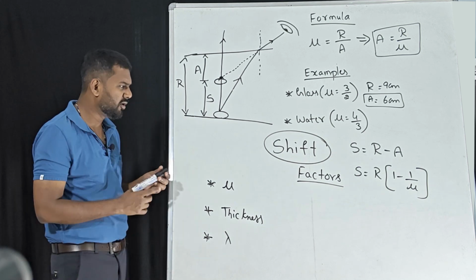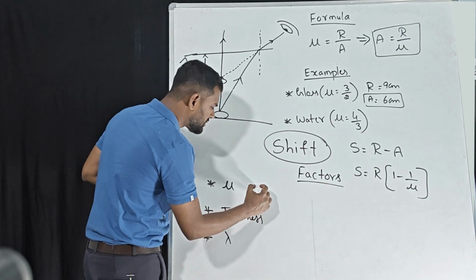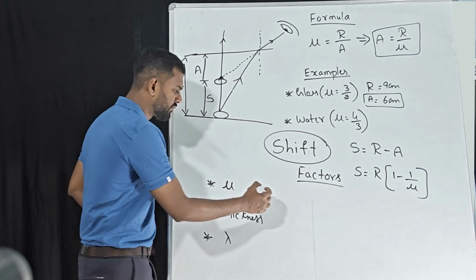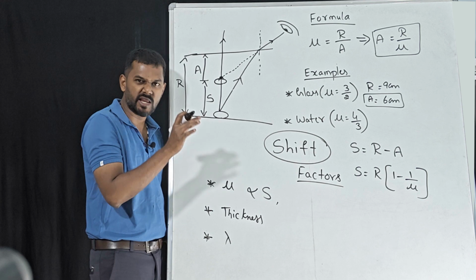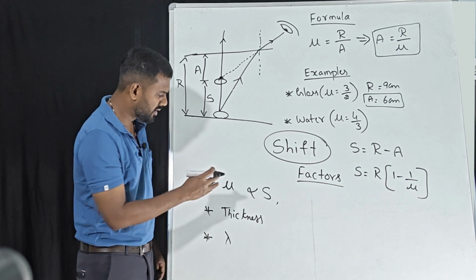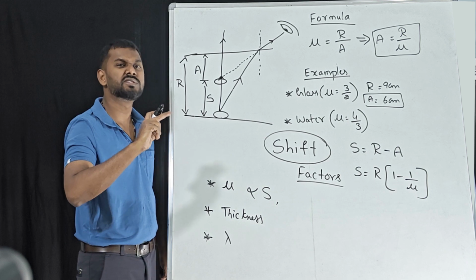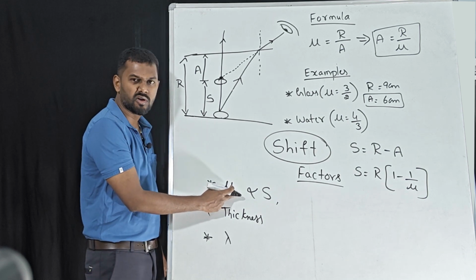Next, we'll talk about the factors which affect shift. See, refractive index is directly proportional to shift. If they are asking to state a factor which affects shift, you just have to write refractive index. That's it. They're asking just to state it. State means just naming it. So refractive index is one of the factors.